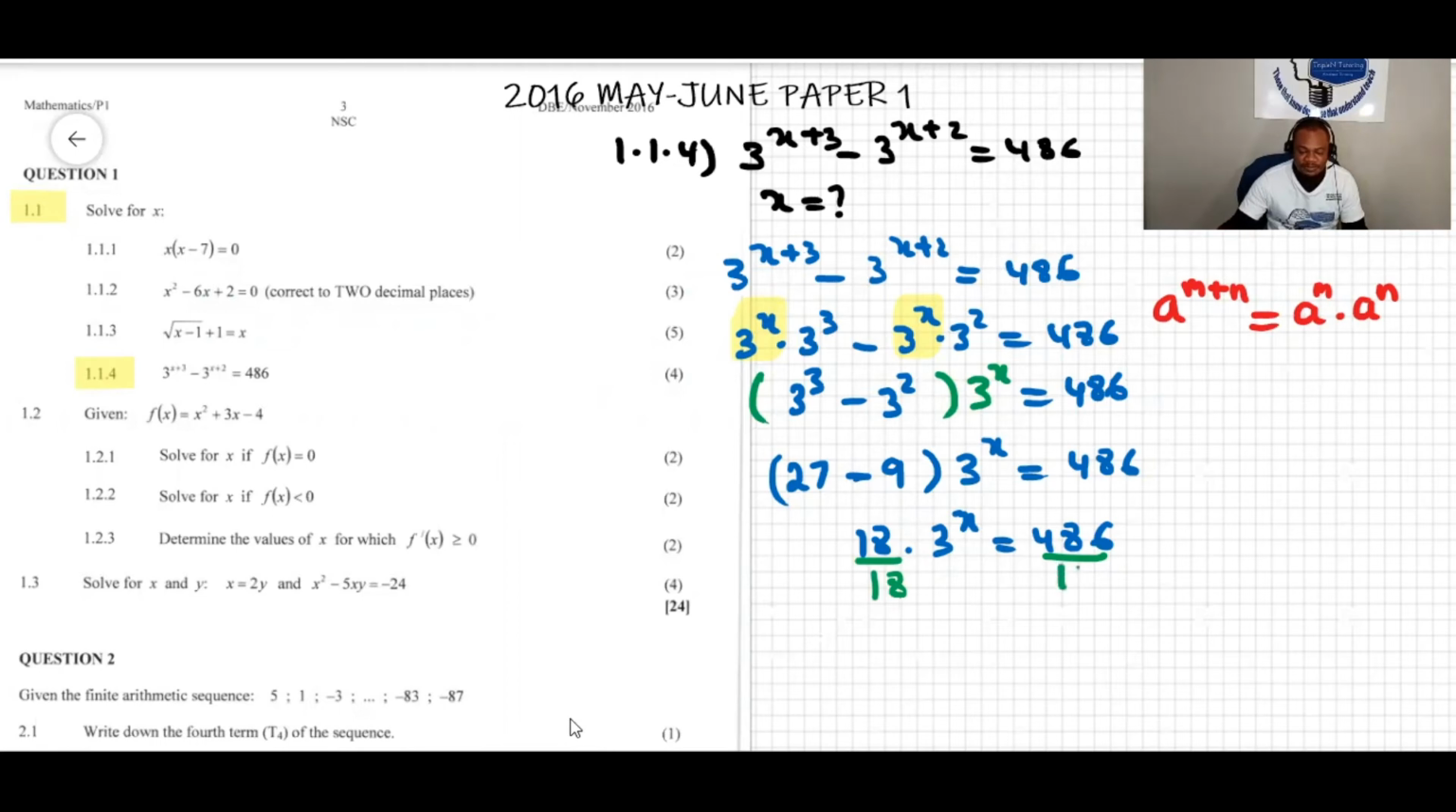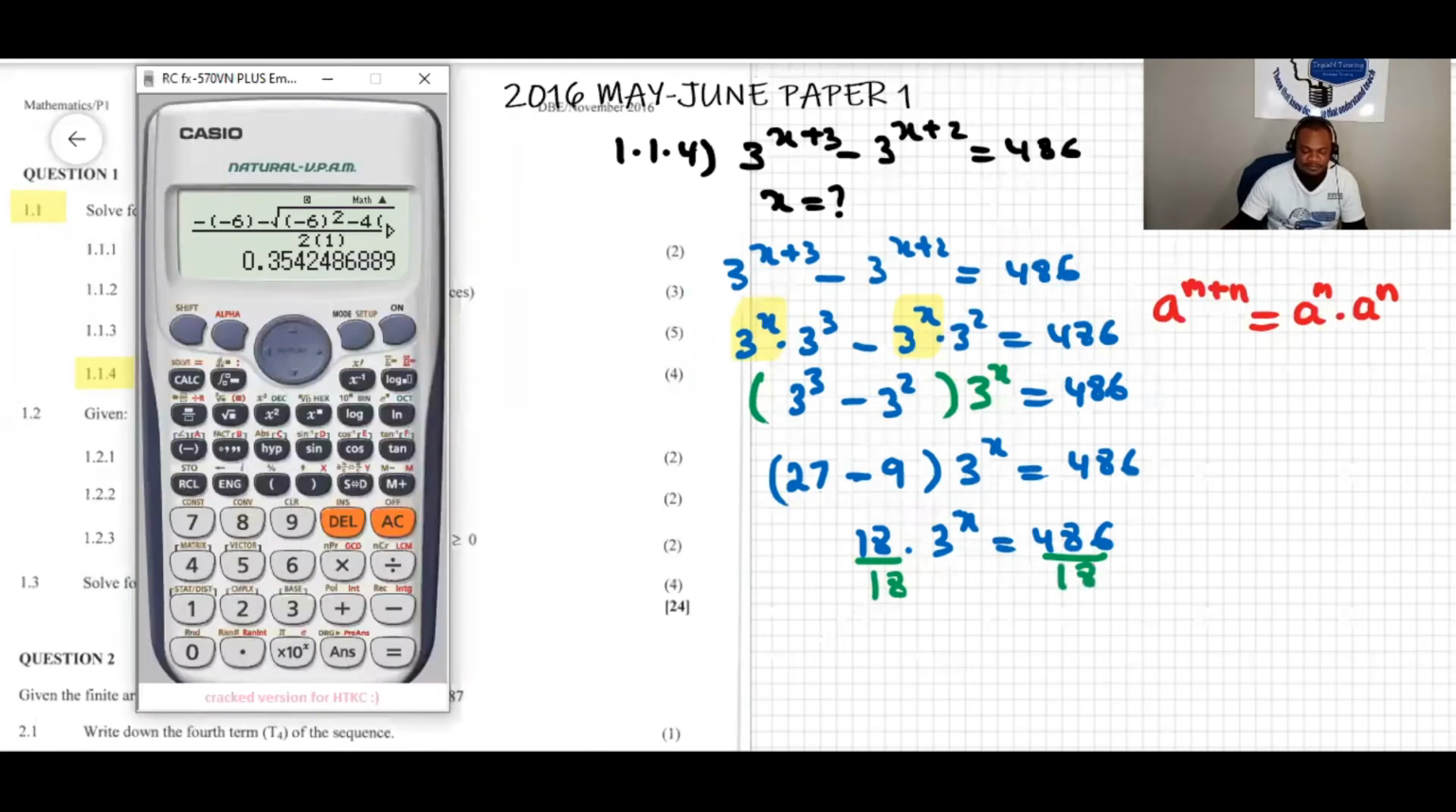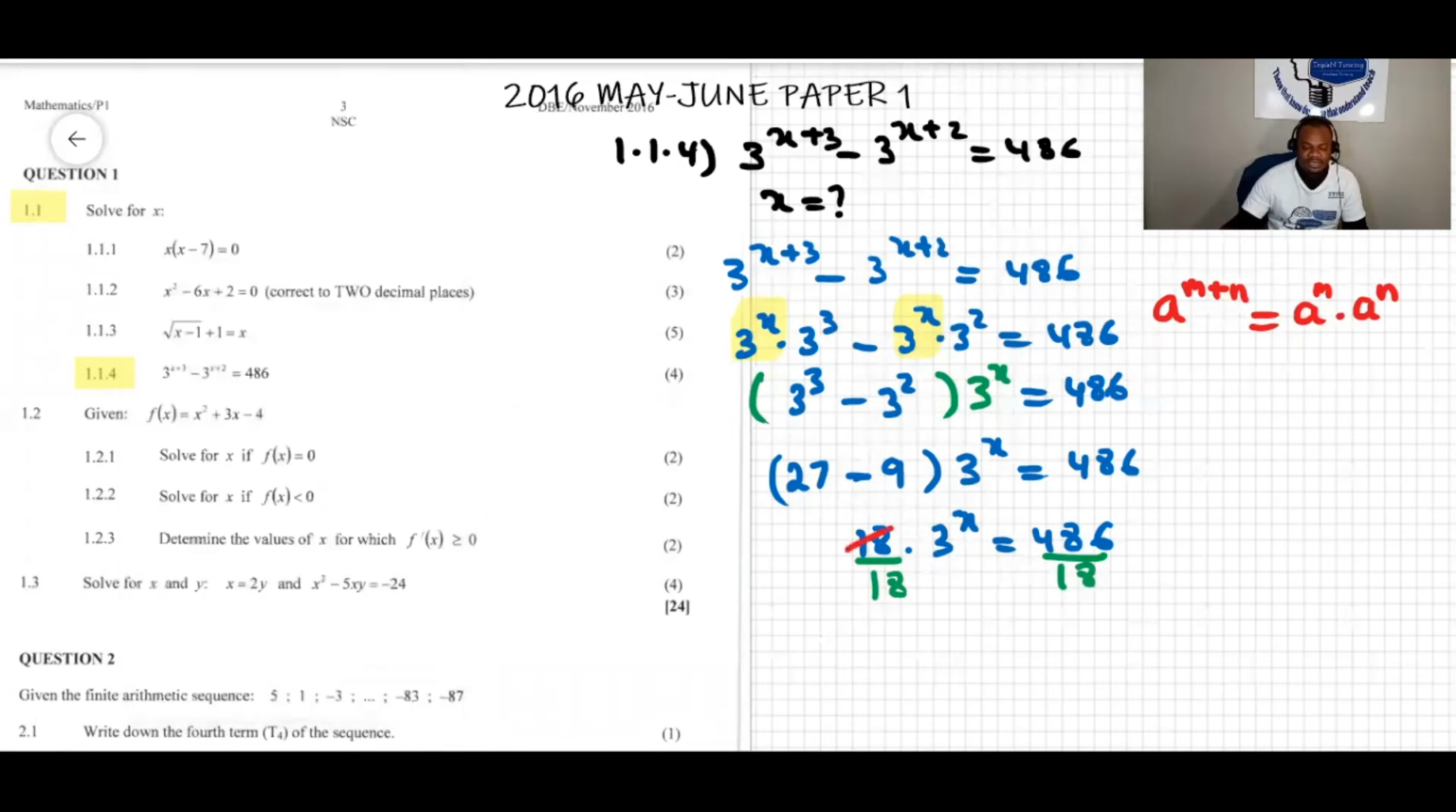Over 18, we divide both sides by 18. Now I'm going to do here 486 over 18. So this is equal to 27. Now you notice that when we divide, 18 cancels out, and I'm left with 3 to the power of x equal to 27. Now we can write 27 in terms of its prime factors. By doing so, 27 will become 3 to the power of 3.